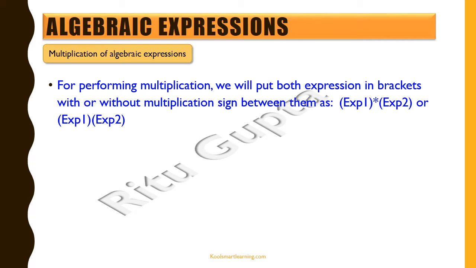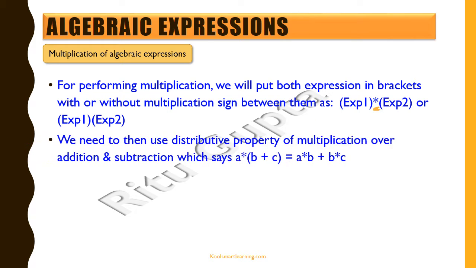That was the simplest multiplication that we performed for algebraic expressions, that was monomial multiplied with the monomial. Now if we want to perform multiplication for expressions which could have more than one term, we'll put both the expressions in brackets with or without a multiplication sign between them. So note that it does not matter whether we put a multiplication sign between expression 1 and expression 2 or we don't put it, it means the same.